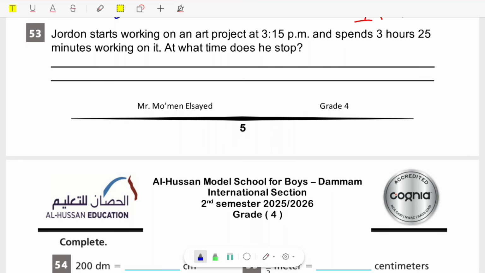Next one. Jordan starts working on an art project at 3:15 p.m. and spends 3 hours 25 minutes working on it. At what time does he stop? So in this case we are asking about end time, because he said, at what time does he stop. So if he's asking about end time, we're going to add in this case. So we're going to add 3:15 plus 3:25. So let's add.